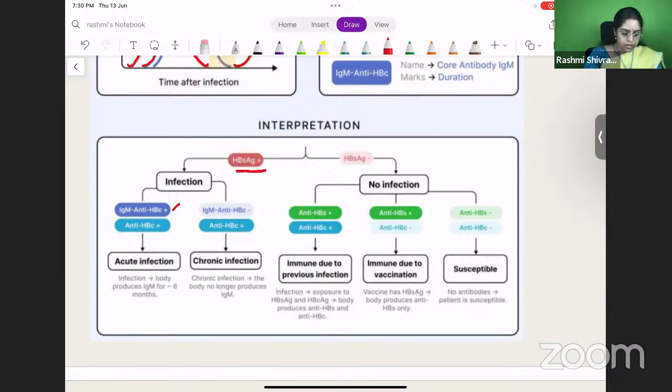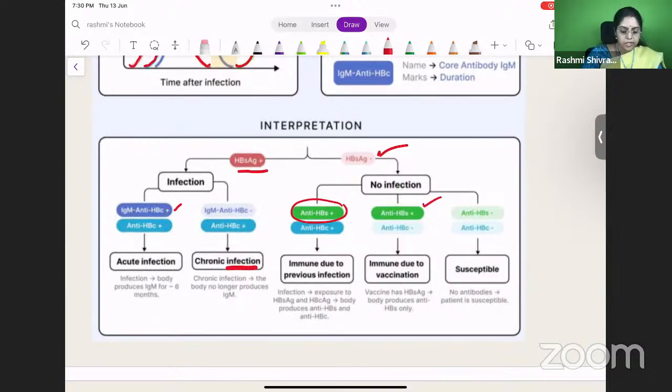If the total anti-HBC is positive, then it is a chronic infection. If IgM alone is positive, then it is an acute infection. If HBsAg is negative and there is anti-HBs, what does it mean? It means that we are vaccinated or that we are immune due to a previous infection. If anti-HBs is positive and anti-HBC is negative, that again means vaccination. If anti-HBs is negative and anti-HBC is also negative, that means we are prone to developing the infection at any point of time. This is an uninfected individual so far, right?